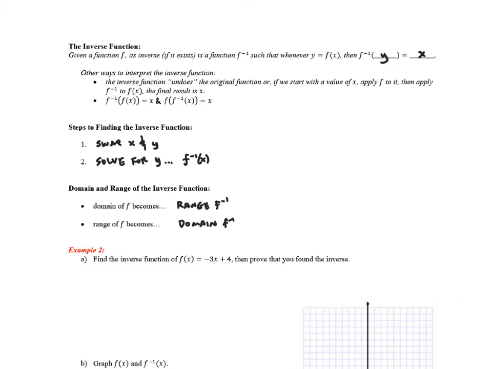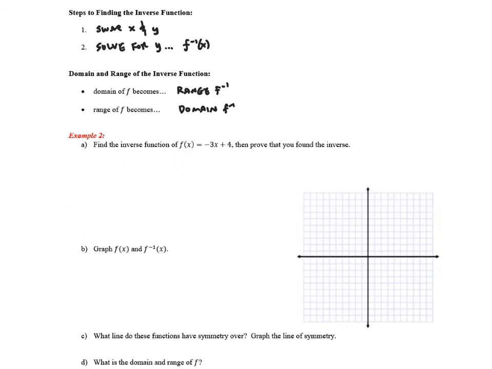So let's look at an example here. Find the inverse function of f of x equals negative 3x plus 4. Then prove that you found the inverse. Okay, so first I'll find the inverse. So I'm going to rewrite this as y equals negative 3x plus 4. And in step 1, I said switch x and y. So we're going to switch those. And then we're going to solve for y. So I'm going to subtract 4, divide by negative 3. So y equals x over negative 3 plus 4/3. All right, so this is our inverse.